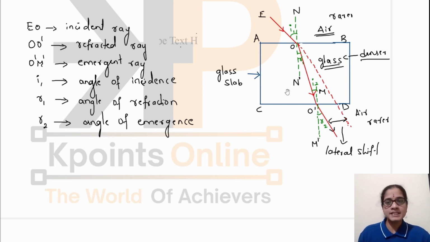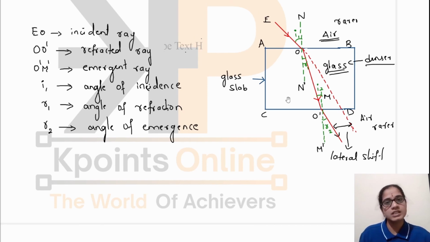In the absence of this second medium, the light would have traveled along this path, but due to the presence of this medium it has got refracted here. Again it has got refracted because of change in medium. This was the incident ray; in the absence of the medium it would have traveled along this path. So the perpendicular distance between the incident ray and the emergent ray is called the lateral shift. This is how refraction takes place through the rectangular glass slab.